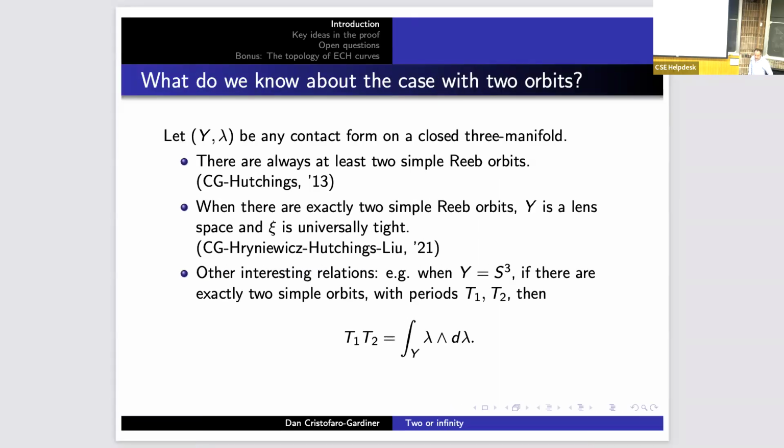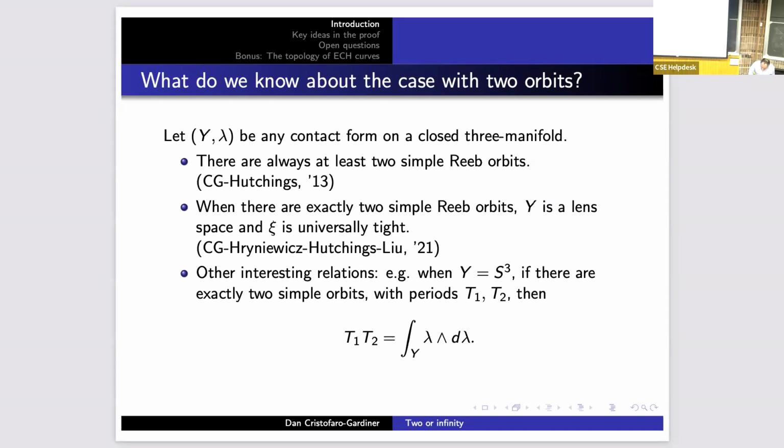There are other interesting relations that I don't want to go into, but they're pretty cool. So maybe I'll say one. For example, if you have the three-sphere and you have exactly two orbits, and their periods are T1 and T2, then the product of their periods is actually the volume of the three-sphere. So pretty cool.